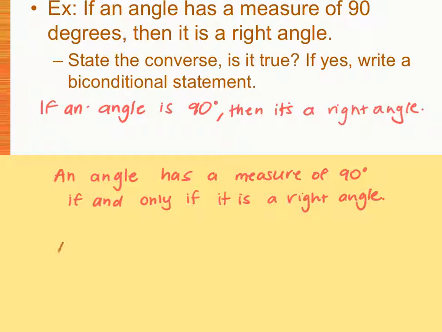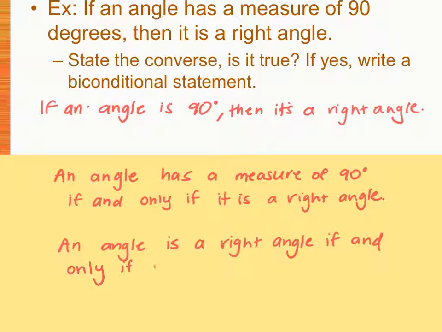Or an angle is a right angle if and only if it has a measure of 90 degrees. So only if the original statement and its converse are true can you make a biconditional statement.